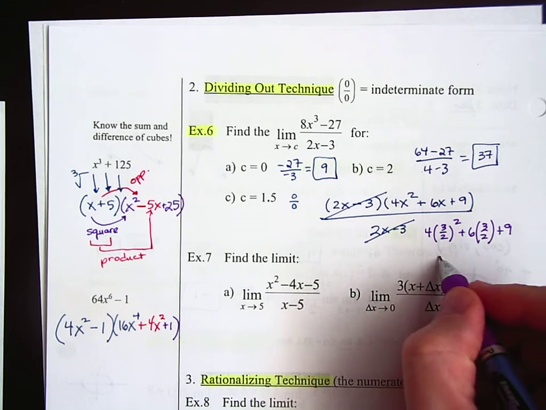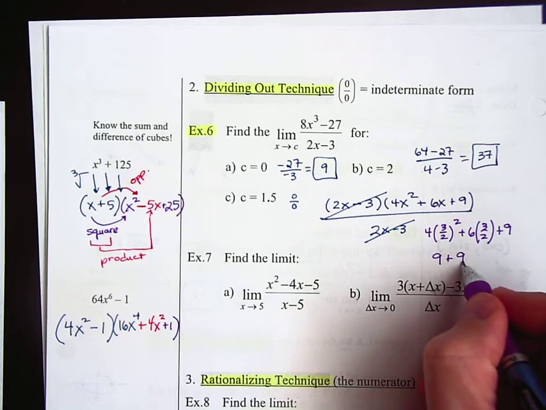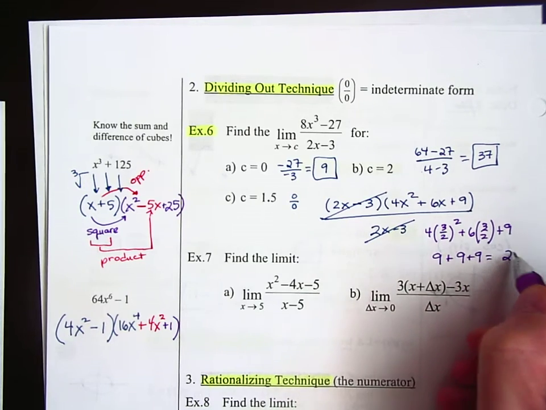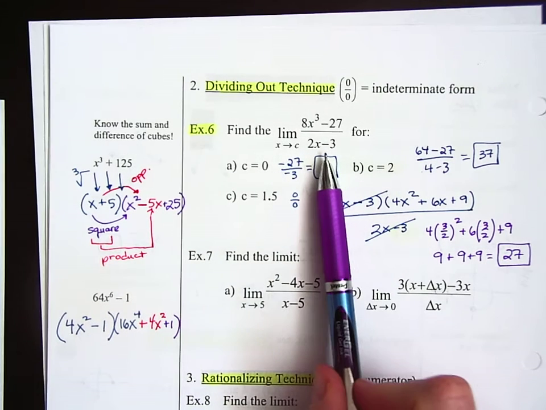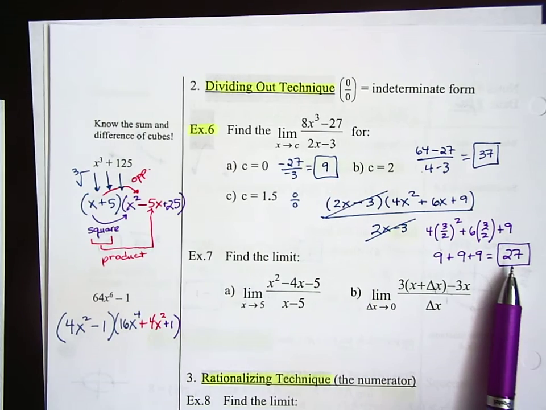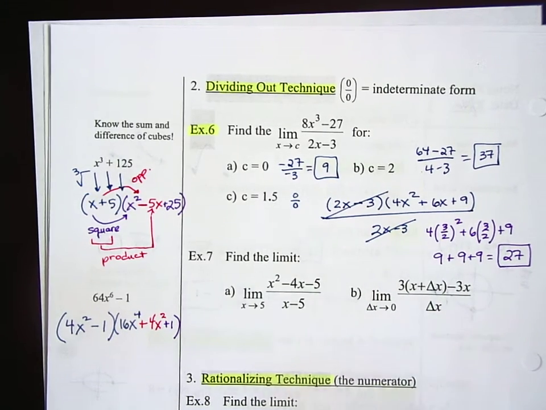So the 4's cancel. We just have 9. Here, 6 over 2 is 3. 3 times 3 is 9. So that's 27. Okay, so even though, we already talked about, even though this function does not exist at 3 halves, because we'd be dividing by 0, it still has a limit at 3 halves. It may or may not have a limit. In this case, it does have a limit.